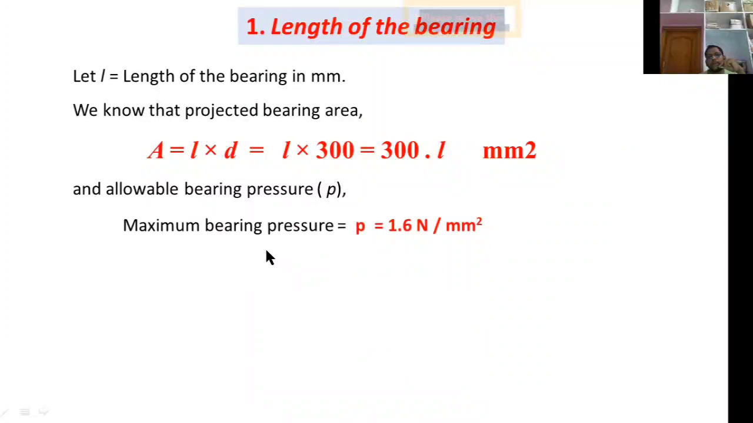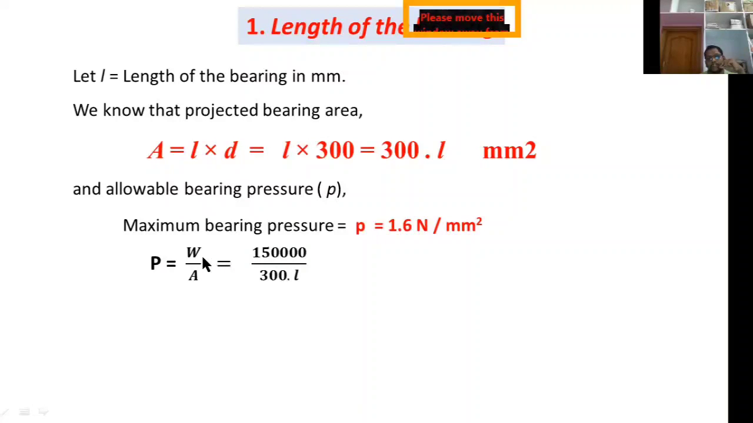Now already in the given data we know the value of bearing pressure P equal to 1.6 Newton per mm square. By using this bearing pressure, you have to find the value of length L. So already we know that bearing pressure P equals load by area.